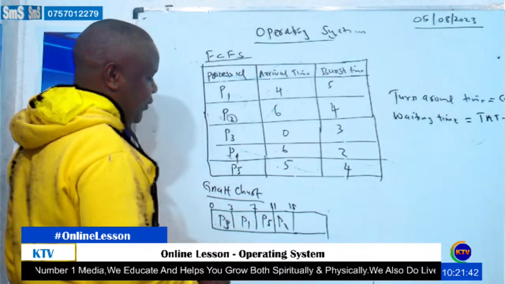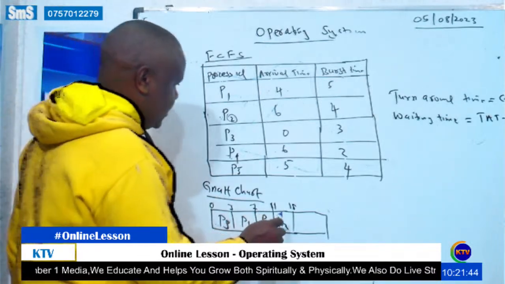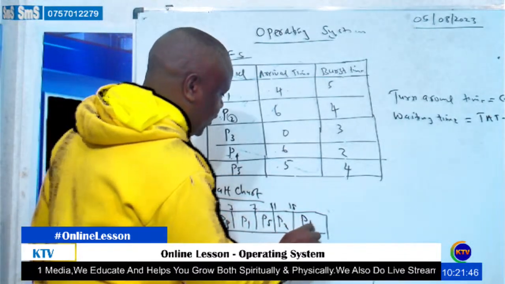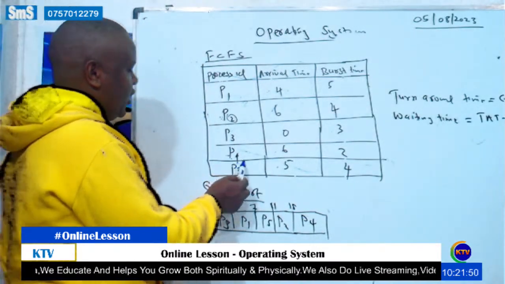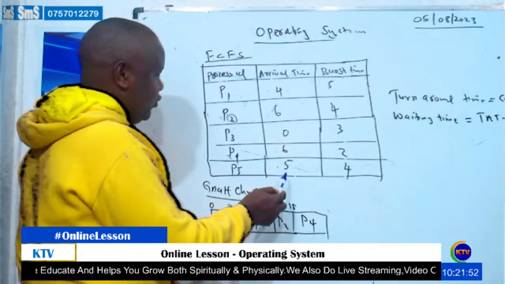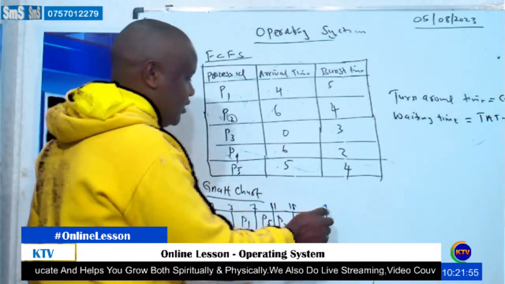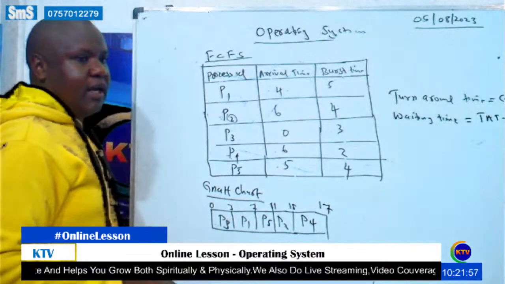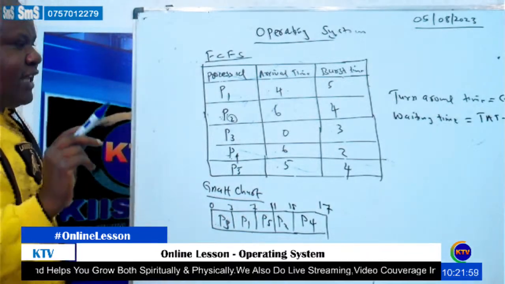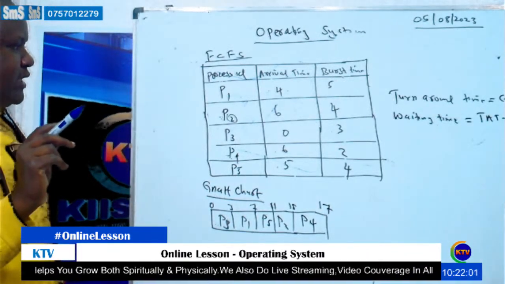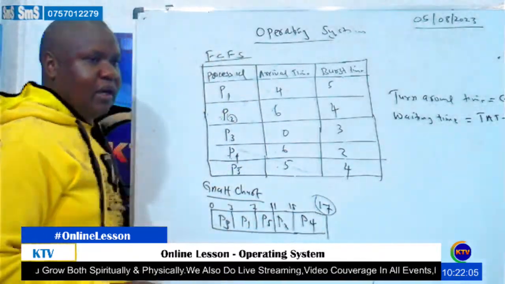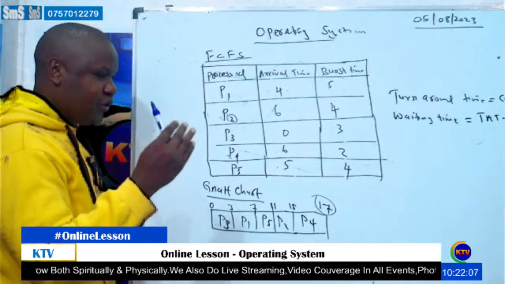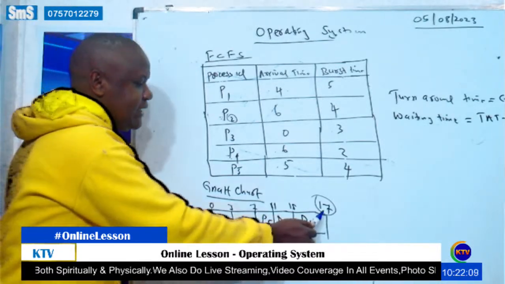Then which other process followed? Process 4 was the last process to arrive. It took 2 minutes. 2 plus 15 is 17. Now there's something here I want you to understand. 17 is the completion time for all the processes.